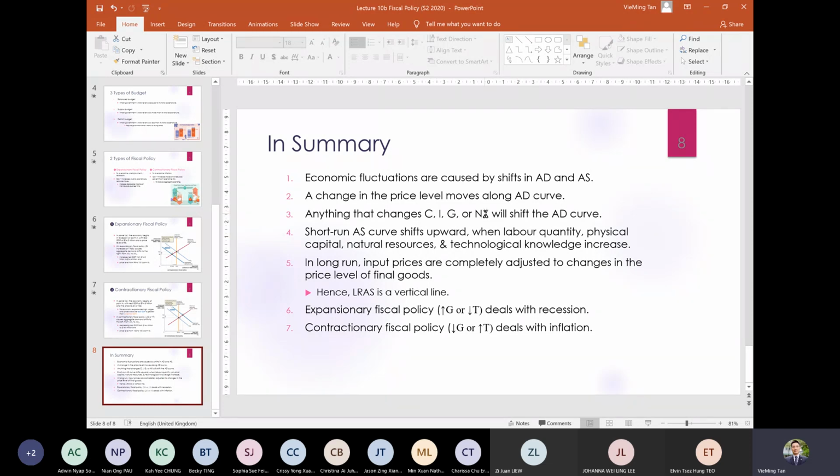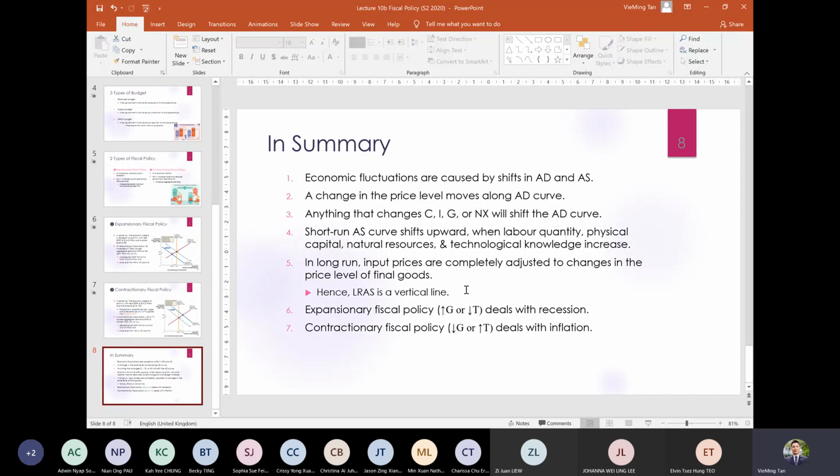Okay, and bear in mind, in the short run, the aggregate supply curve is upward sloping. Is upward sloping. Okay, and the AS curve can shift to the left or to the right-hand side based on the production cost for labor, physical capital, natural resources, and also the technological changes.